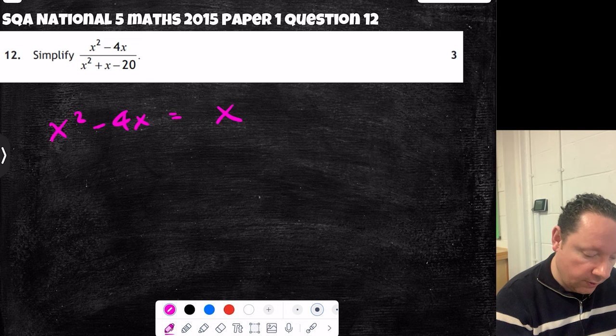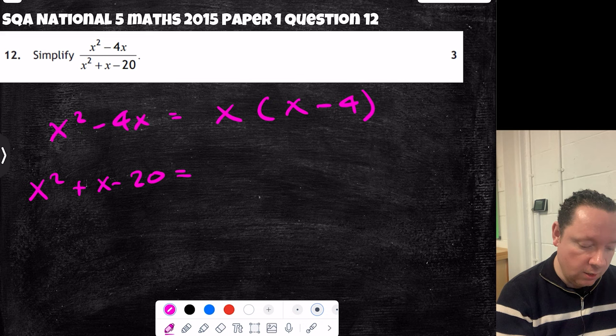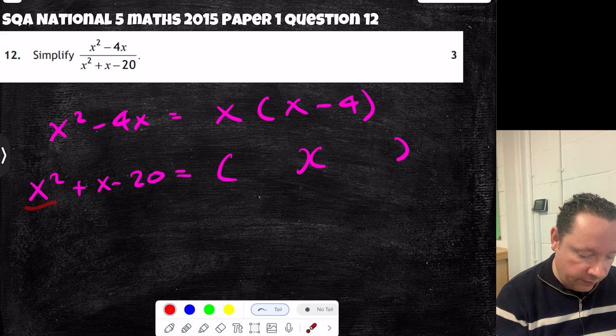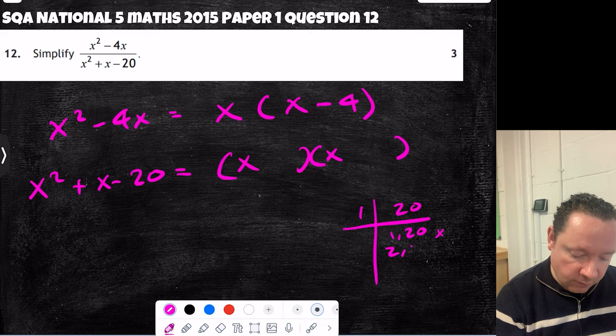And then our bottom bit is x squared plus x minus 20. Well, that's a trinomial, so that's double brackets because there's no common factor. So I'm looking for double brackets. And the method here is if it's just an x squared, then it's x and x. And then it's two numbers that times to make 20, but add to make 1. So you can make a little table for yourself if you want. 1 and 20 make 20, but they don't make 1. 2 and 10 make 20 when you times them, but they don't make 1. 4 and 5 make 20 when you times them, and they make 1.